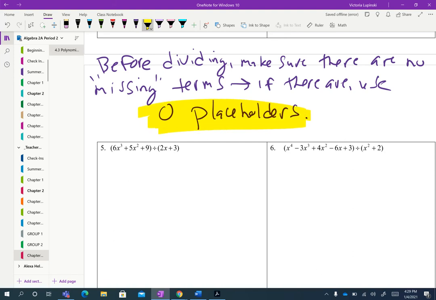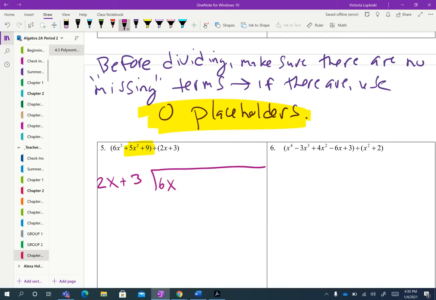So to kind of show you what that means, take a look at number 5. So 3x cubed plus 5x squared. Notice that it goes right from the square to the 9, which means you're missing the linear. Might not seem like a big deal now, but it is something you want to be really, really careful for when you go ahead and do your division. So 2x plus 3, no problems there. I'm going to write that outside just like usual.